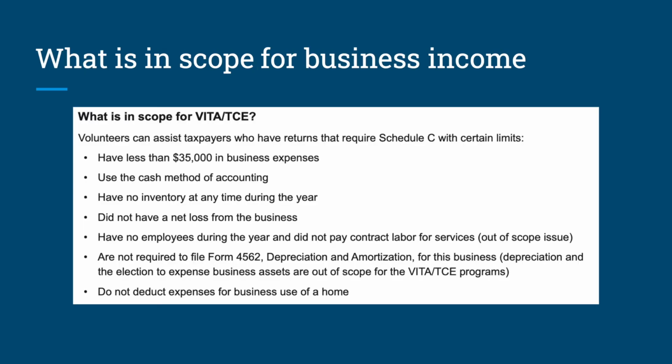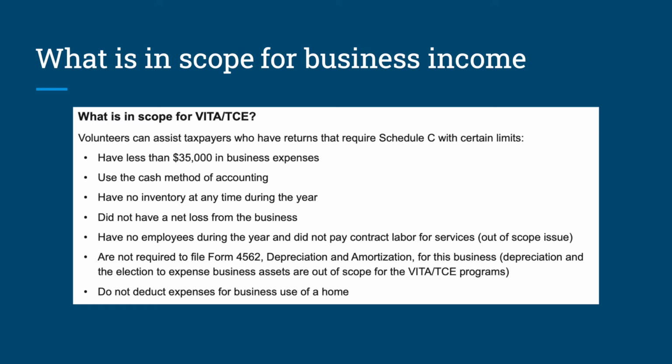And so we can't prepare all types of business income, as you would imagine, considering that could get very complicated. And so it's important to talk about what is actually in scope for VITA. So volunteers can assist taxpayers who have returns that require Schedule C within certain limits. For example, they need to have less than $35,000 in business expenses. They need to use the cash method of accounting. They cannot have any inventory at any time during the year. And they did not have a net loss from the business. They have no employees during the year and did not pay contract labor for services.